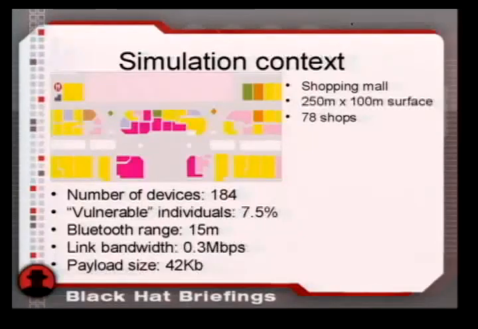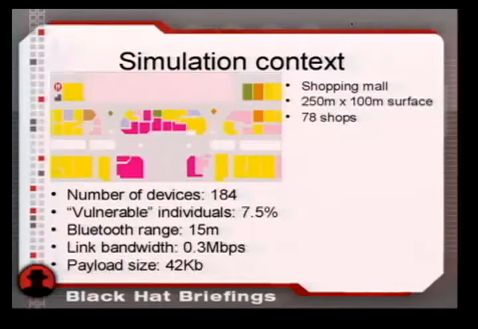A real shopping mall, but we tried to work in a quite real scenario, even if it's a simulation. We fixed the number of devices to 184, which is the number of devices that we actually found in that place during the survey. And we decided to consider 7.5% of devices as vulnerable.